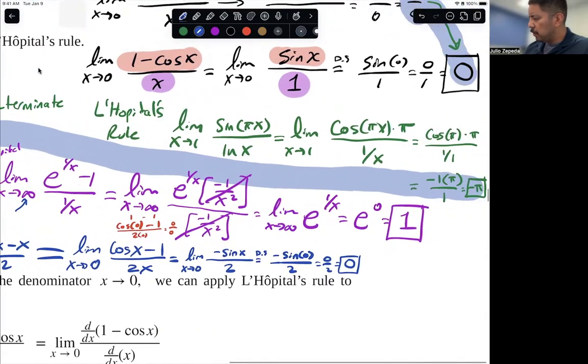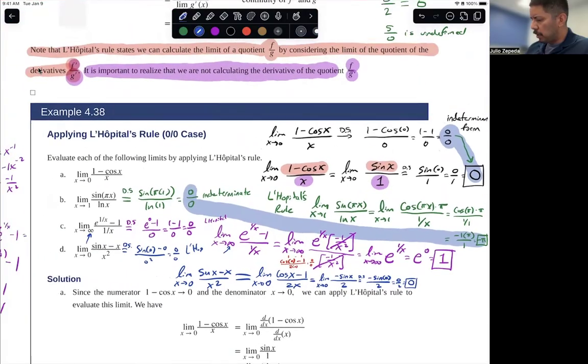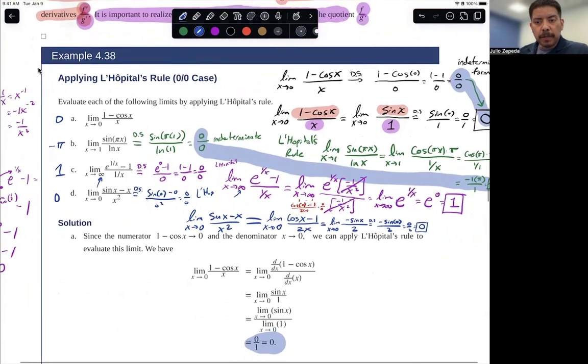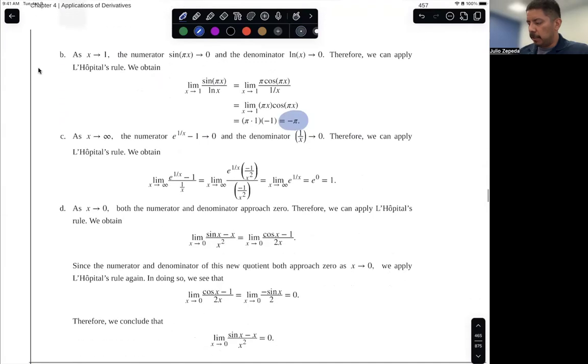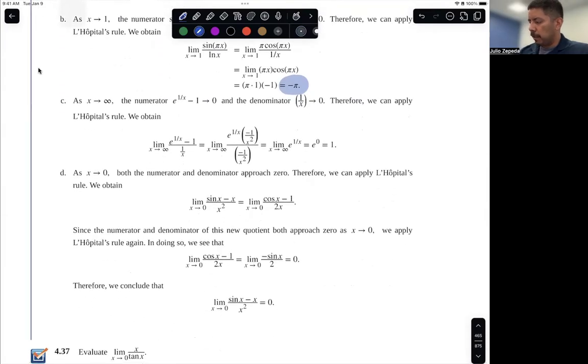All right, so the answers were 0, negative pi, 1, and 0. The answer could be anything really when you get an indeterminate form. The answer could have been 7 for one of these if the numbers were right. So don't just see 0 over 0 and think that must be equal to 0 or must be undefined. No, it really depends. So you need to do the derivatives. Just verifying our answers, we got 0 here, 1 there, and 0 here.